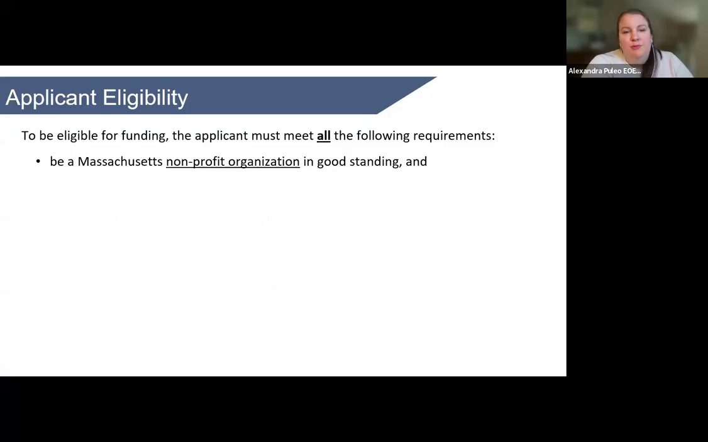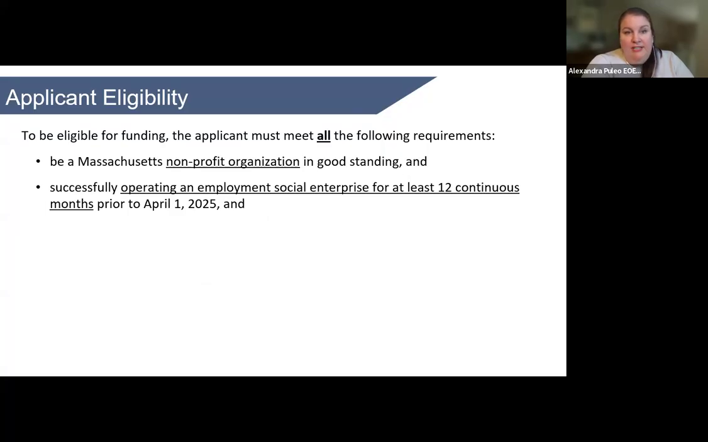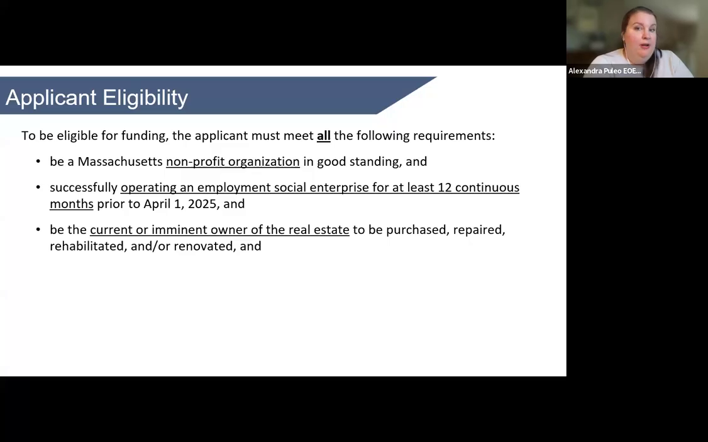Okay, so to be eligible for funding, the applicant must meet all of the following requirements. First, must be a Massachusetts nonprofit organization in good standing. Successfully operating an employment social enterprise for at least 12 continuous months prior to April 1st, 2025. So this means that your social enterprise must be employing people for at least the past year.